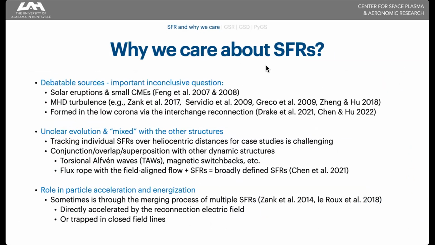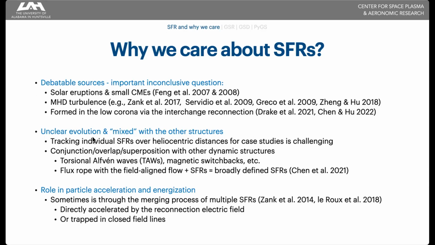Why we care about the small flux rope? The major reason is that compared with magnetic cloud that is from the sun, the source of small flux rope is still inconclusive, which is an important open question. In earlier research, small flux rope were suggested to be from solar eruptions, just like small CMEs. Later theoretical simulation and observational evidence all support that these structures can be formed locally via the MHD turbulence. Recently, we found that the interchange reconnection can also be the mechanism to form these structures in the low corona.